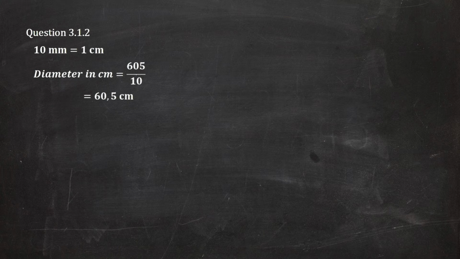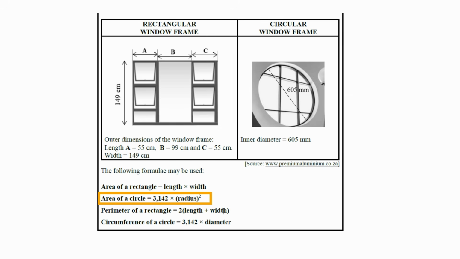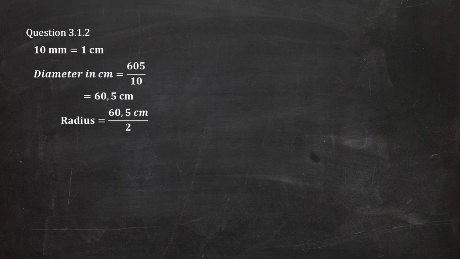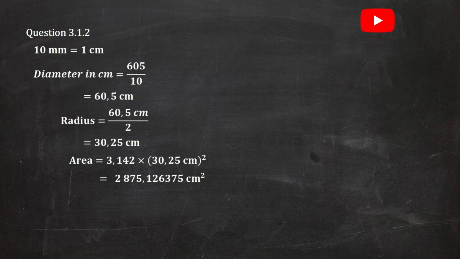Now the formula for the area of a circle is this. In this formula you need the radius, but you are given the diameter, so you will have to calculate the radius of the circular window frame first. The radius is a straight line drawn from the center of a circle to its circumference. The radius is therefore half the diameter. So the radius is 60,5 centimeters divided by 2, and this equals 30,25 centimeters. Now substituting this value into the area formula, you will get the following equation. So the area of the circular window frame is 2,875,126375 squared centimeters.